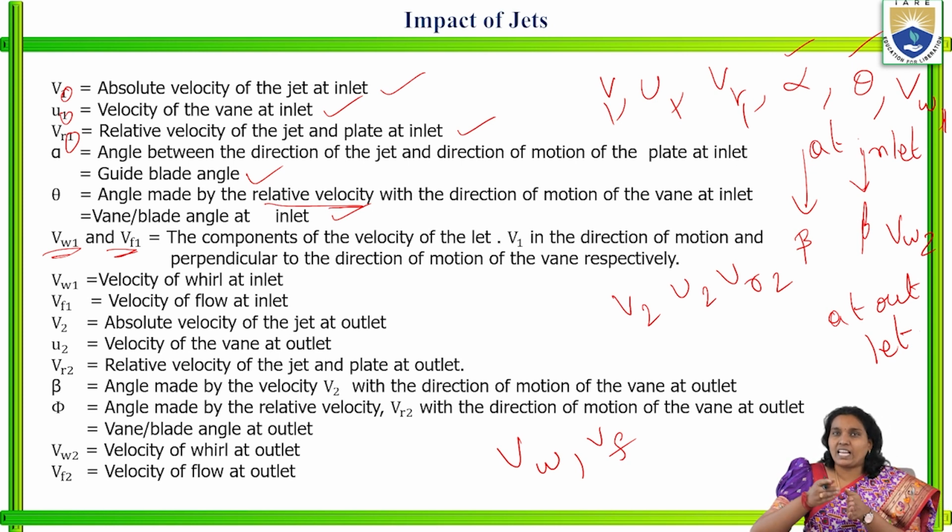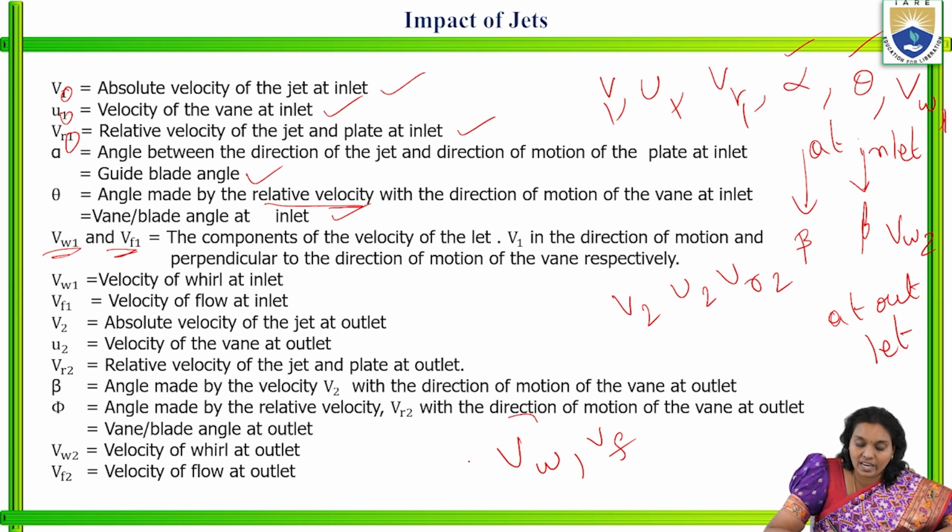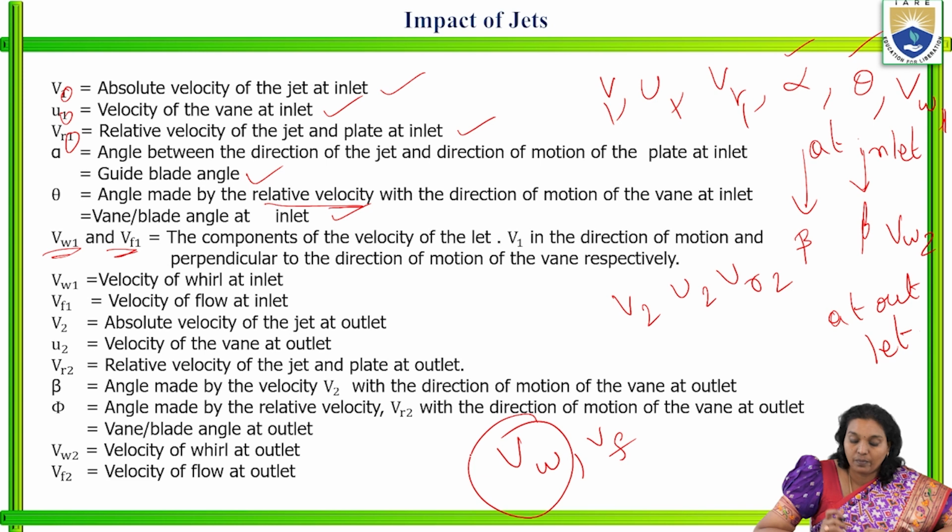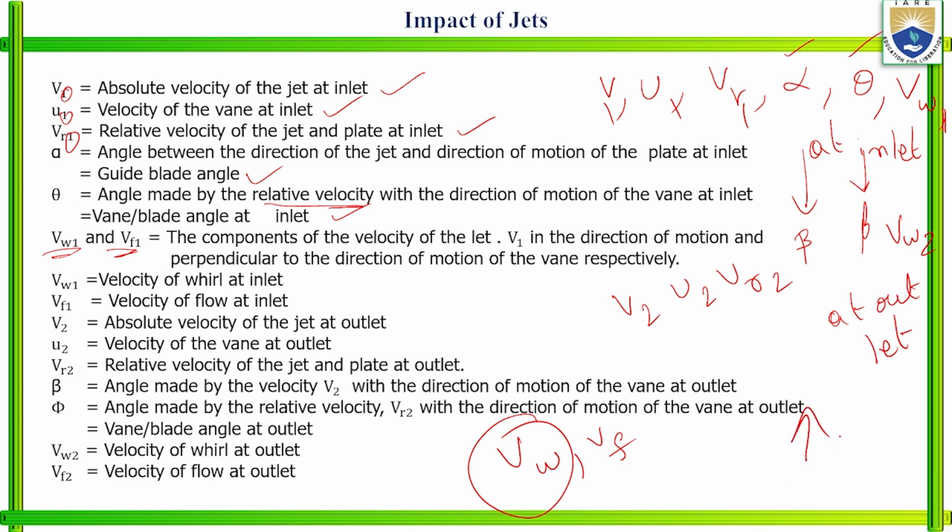So V is resolved in the direction of the motion and perpendicular to the direction of the motion. Along the direction of the motion, we are considering VW as the component. In the perpendicular direction, we are considering VF. So VW1 is the velocity of whirl at inlet, and VF1 is the velocity of flow at inlet.